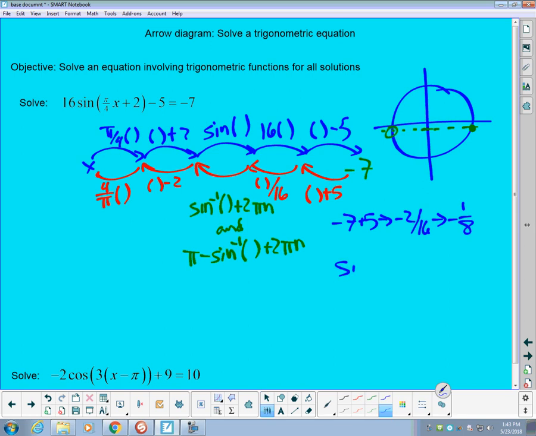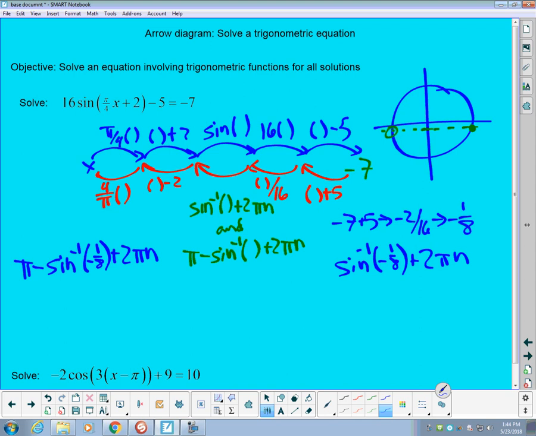So I'll have to split this into 2 problems now. One of them will be the inverse sine of -1/8 plus 2 pi n. And the other one, I'll put over here on the far side of the screen, is going to be pi minus the inverse sine of -1/8 plus 2 pi n. And then the next step says to subtract 2 from both of those.